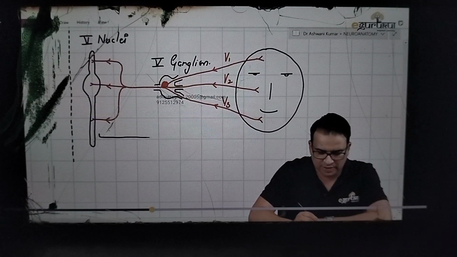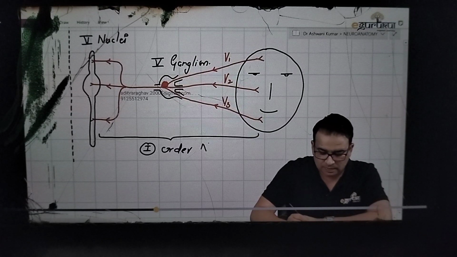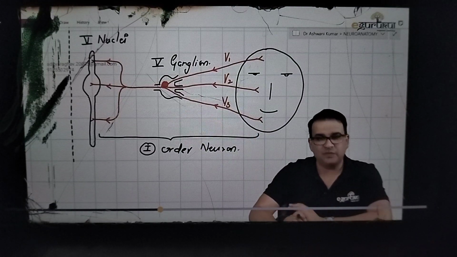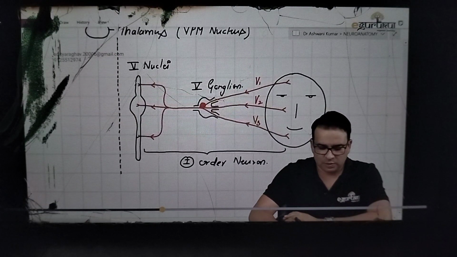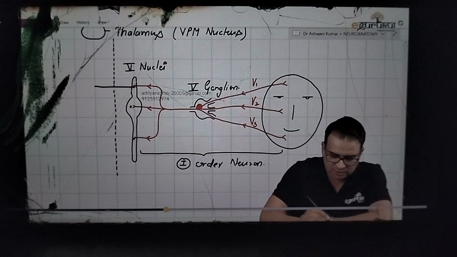So guys, whatever I drew in red here, this whole thing is the first order neuron. Everything in here is the first order neuron from here till the nucleus. Now the nucleus is the point where they relay. So from the nuclei, the second order neuron will begin. And you know the property of second order neuron, they will decussate. So, let's say, just a rough diagram only, they decussate to the other side, these are all second order neuron.